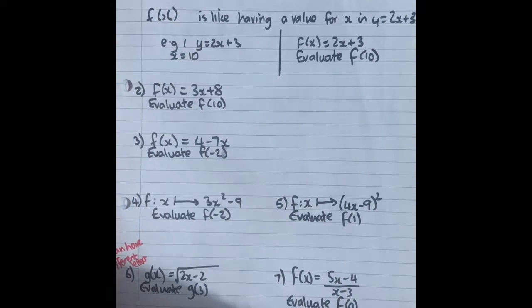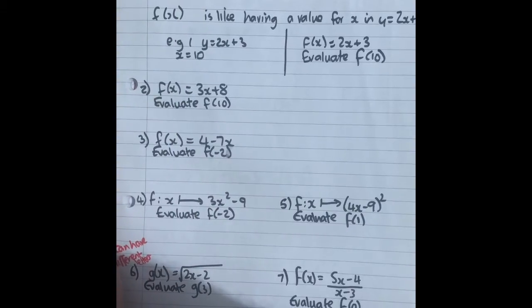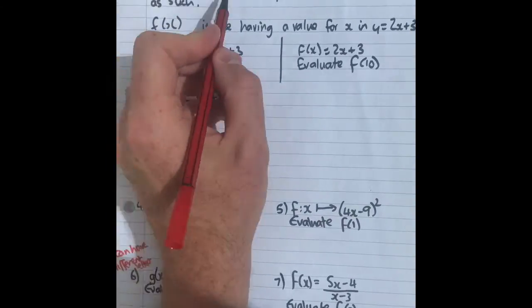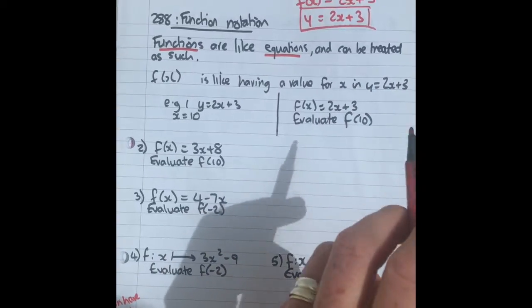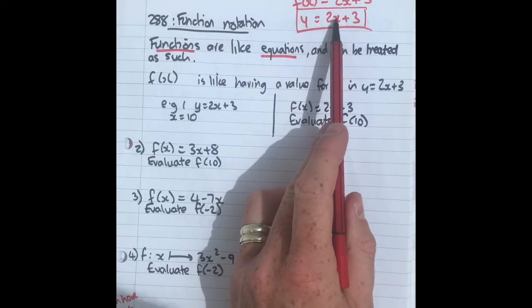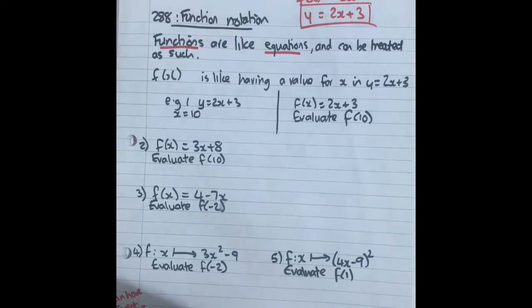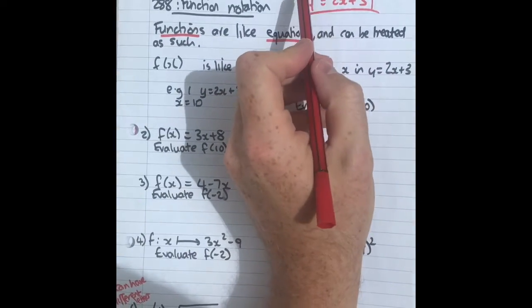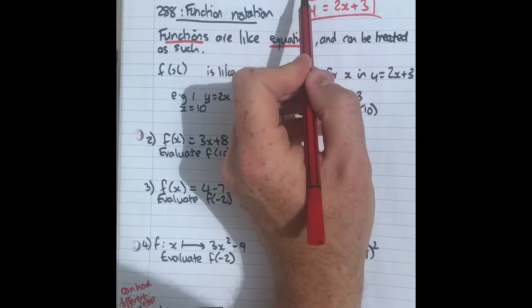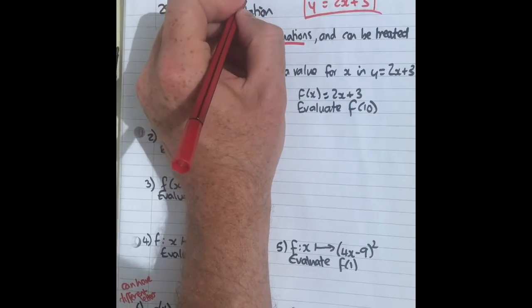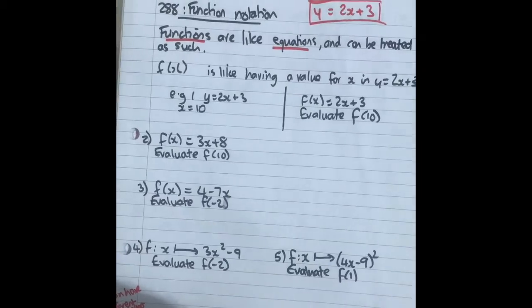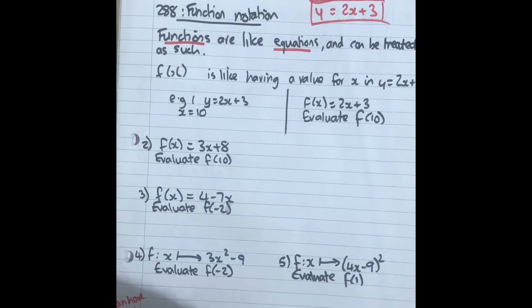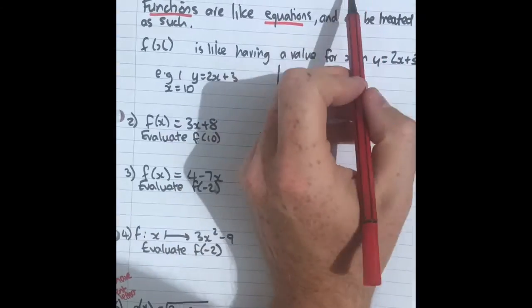Okay, so first thing, functions are like equations and can be treated as such. You know what that is. That means y is 2 lots of x plus 3. If we look at the one above, this is the notation you use for functions, f of x, and it's said like f of x. Okay? So these two things are the same.